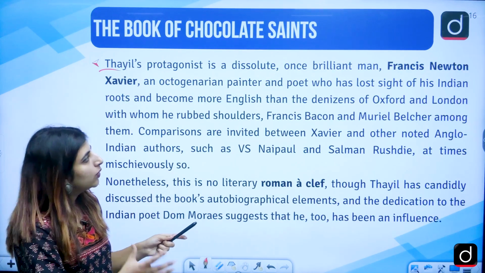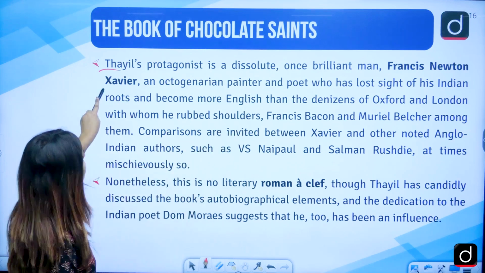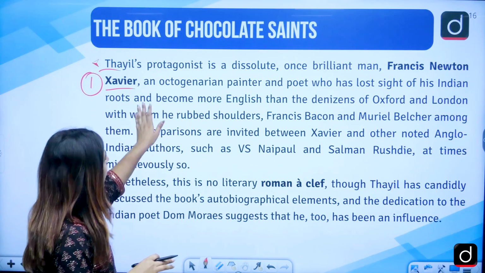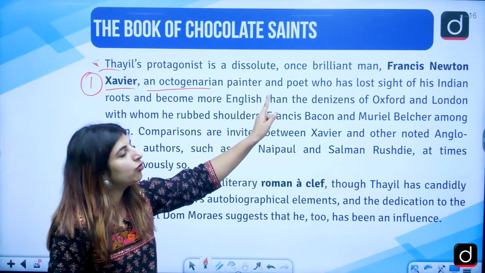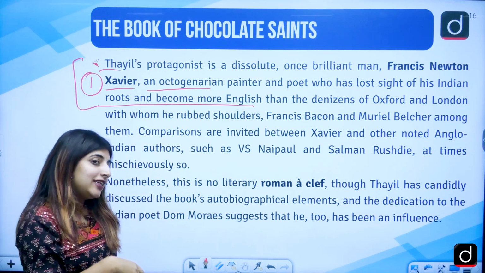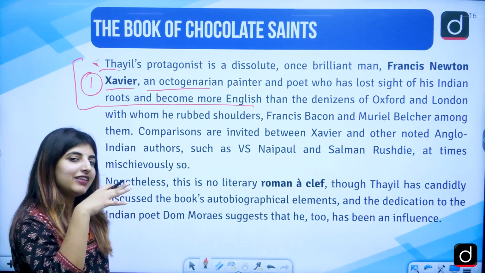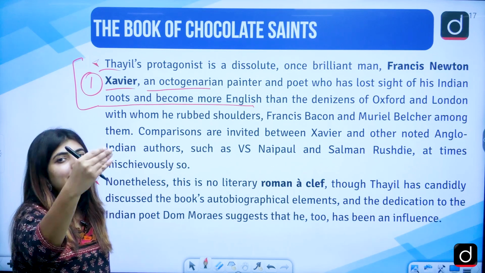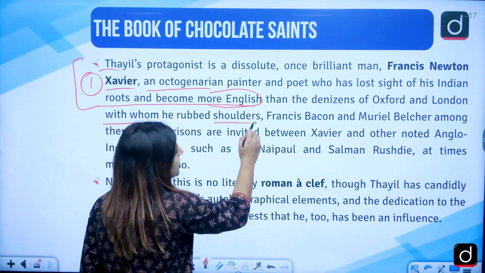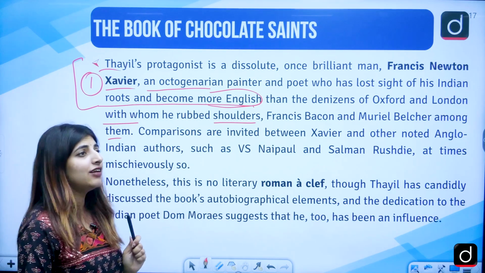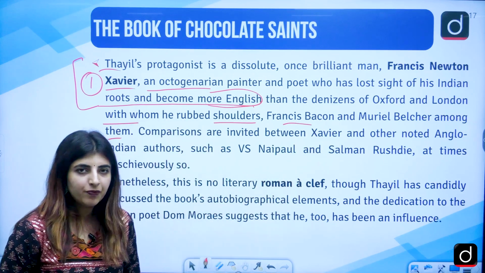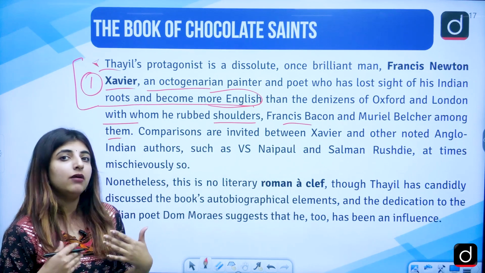Thayil's protagonist is a dissolute, once brilliant man. What is the name of the protagonist? Francis Newton Xavier. So this is the first character that we are introduced to, the main character, the protagonist of The Book of Chocolate Saints, an Indian painter, and he's a poet as well, who has lost sight of his Indian roots and become more English. So Francis Newton Xavier was Indian by descent, was living in Indian society, was having the Indian ways, but now he has moved towards learning the English ways, and now he feels that he has become more English than the denizens of Oxford and London with whom he rubbed shoulders, Francis Bacon and Muriel Belcher among them. So this account tells that he had met Francis Bacon and Muriel Belcher, and he says that he feels more English than them.